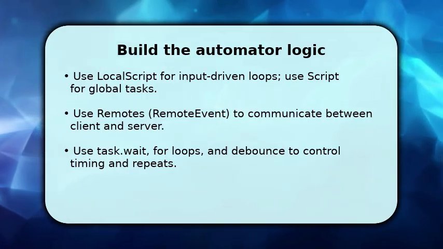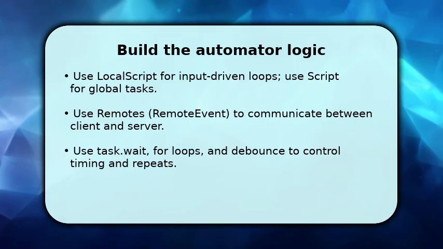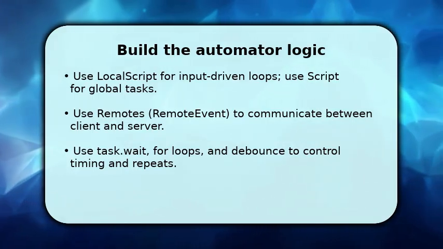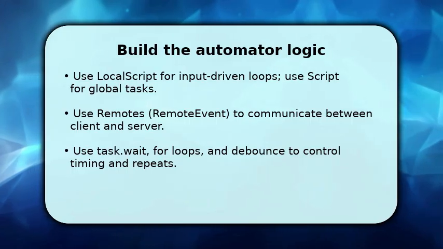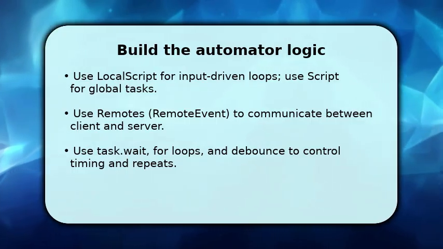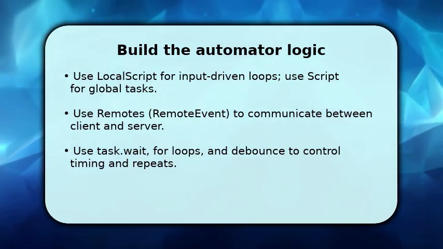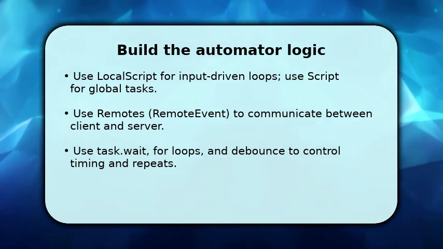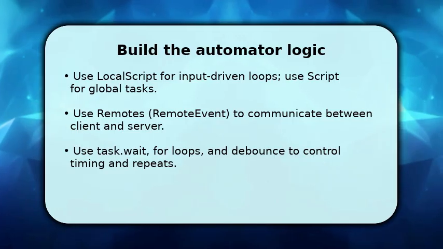In the server script, handle that RemoteEvent and perform actions like moving NPCs or changing objects. Use task.wait with sensible intervals and a debounce variable to avoid rapid repeats. This pattern keeps authority on the server while letting the client automate input sequencing safely and predictably.